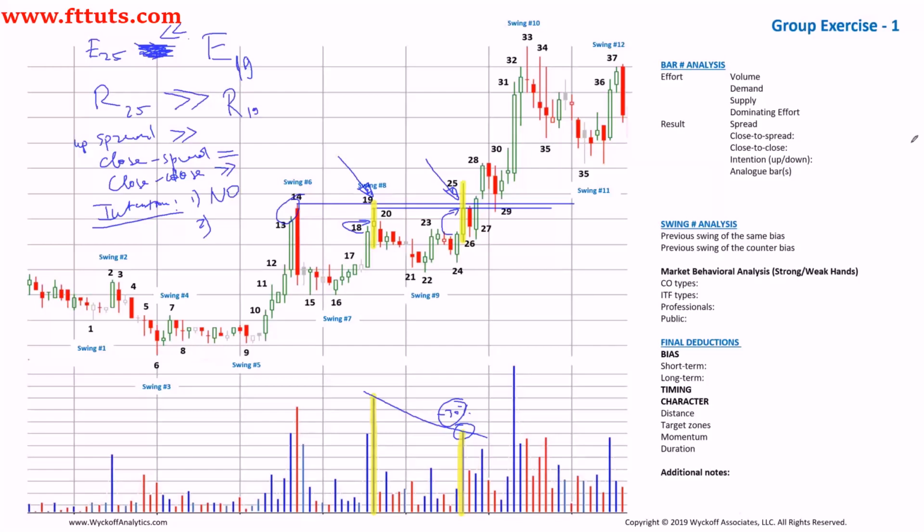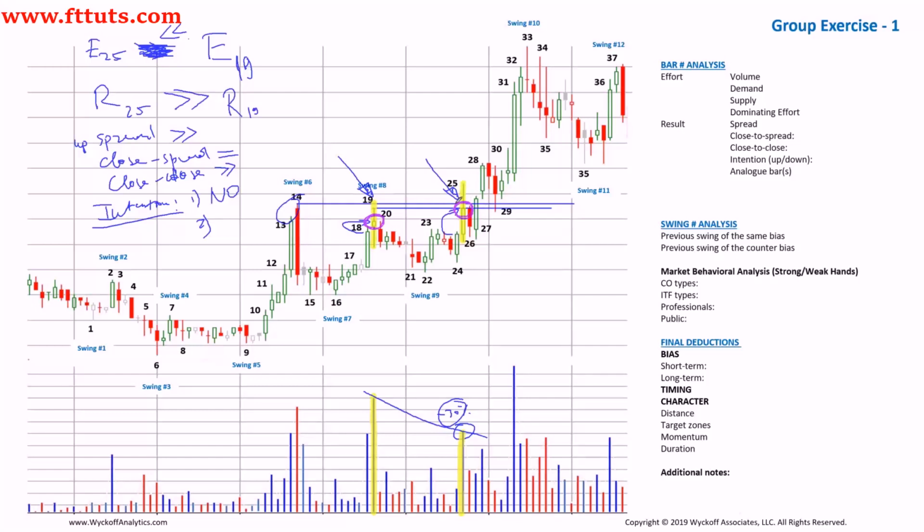Let me ask you in a different way so that everybody would understand my broken English here. Because the intention is the same, we want to understand what is the result, how close to the final implementation of this intention have we come on bar number 25. And it seems like the close is at least on the first resistance level, so it's much better than the close of bar number 19.